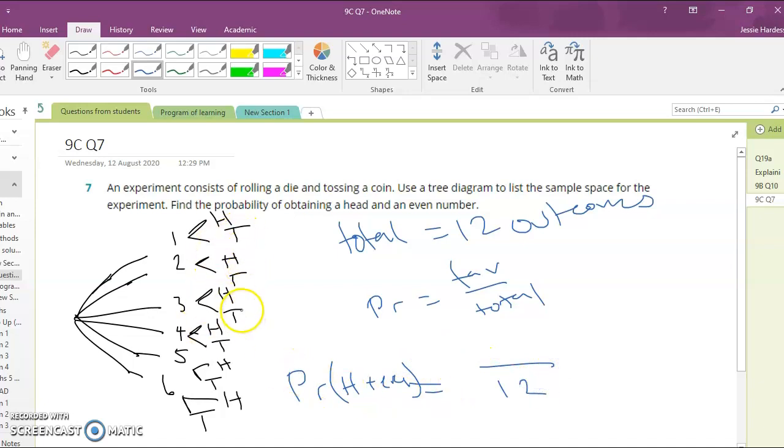Now, if I want a head and an even number, that means I need a 2, 4, or 6, and then a head. Okay, so it's going to be get a 2, and then a head. All right, so that's 1. 4 and a head is 2. Oh, sorry, that should say plus 1. All right, and then a 6 and a head. Okay, we have one more. So you can see this is equal to 3 over 12, which is equal to 1/4.